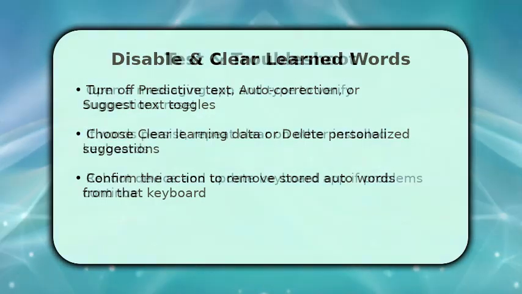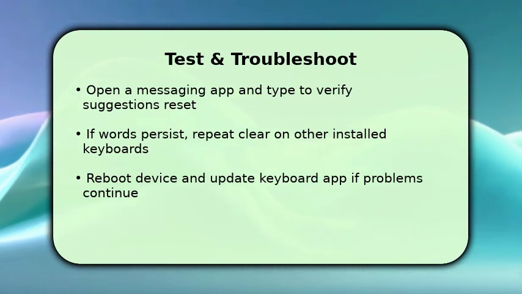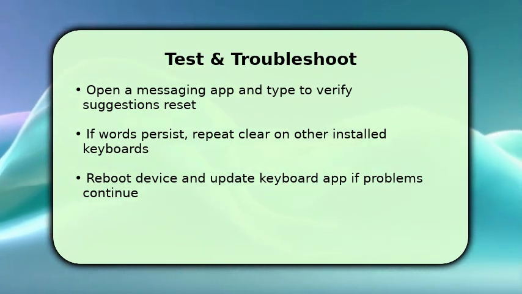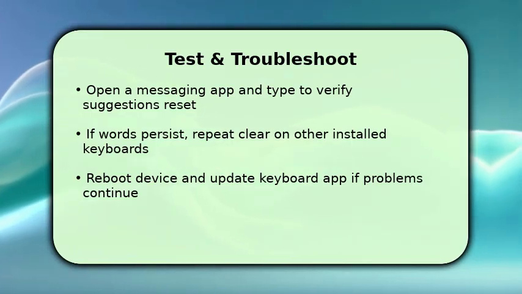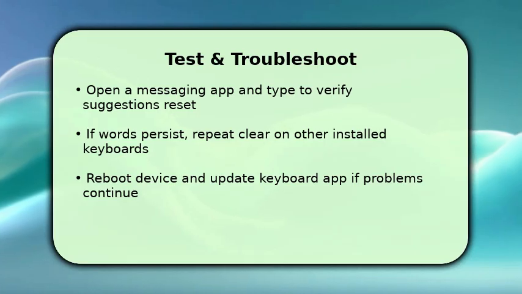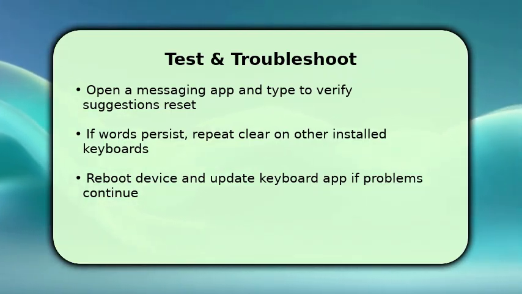Finish by testing. Open any app and type common phrases to verify suggestions are gone. If you still see unwanted auto words, make sure to clear learning data on any other active keyboards because multiple keyboards can conflict. If words persist after clearing everywhere, reboot the phone to flush caches and check for keyboard app updates. Outdated apps sometimes restore old data.